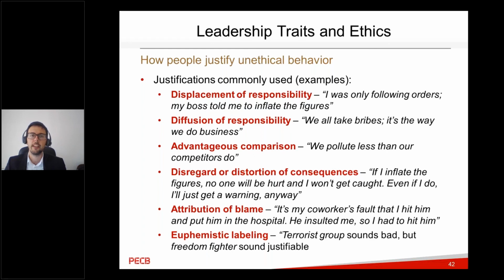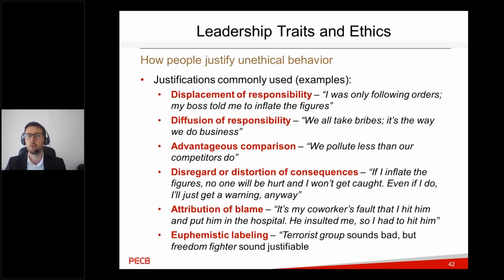We have the advantageous comparison, another way to justify unethical behavior. "We pollute less than our competitors." So we know that we are still doing a bad thing because we are polluting, but we are doing less than the others. We also tend to claim that what we are doing is legal. Then there is disregard or distortion of consequences.